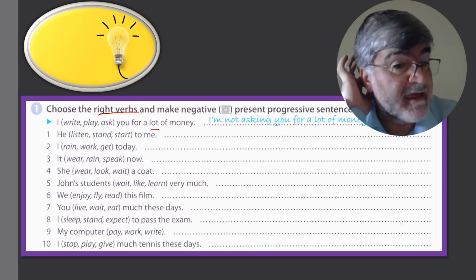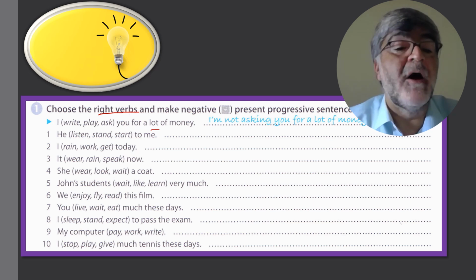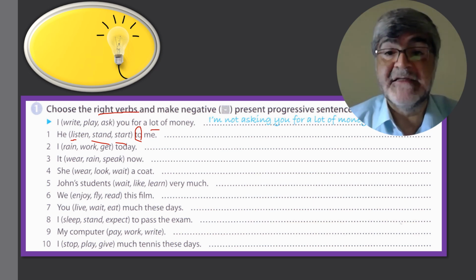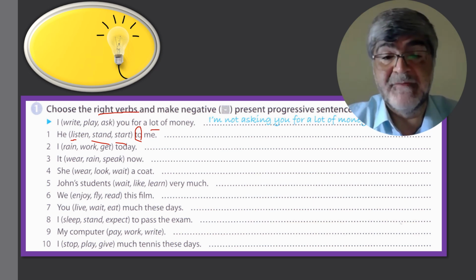Good. Now let's start from number 1. He, and we've got 3 words here: listen, stand, start. To me. So when we say "to me," we can say he is not listening to me, or he isn't listening to me, or he's not listening to me.